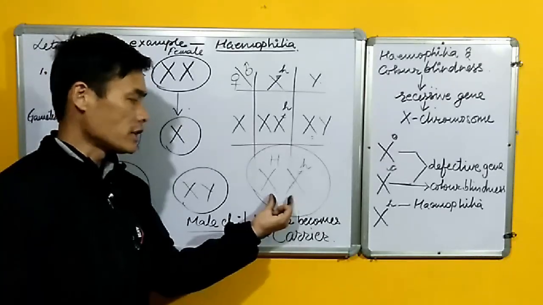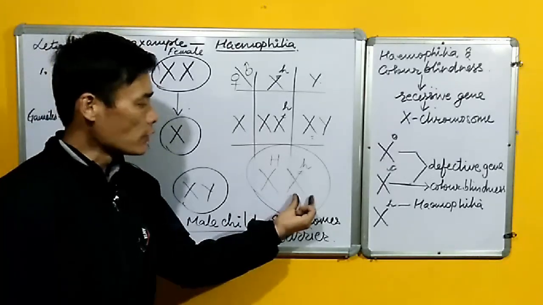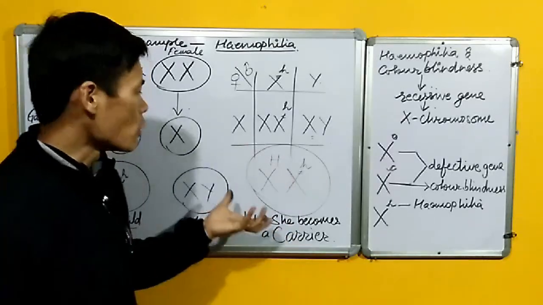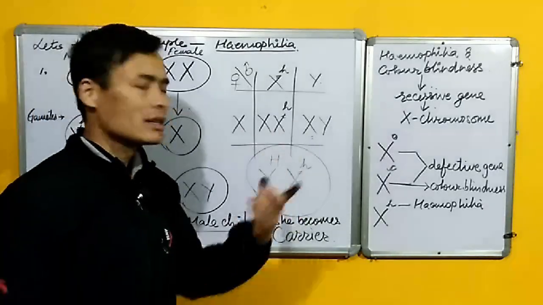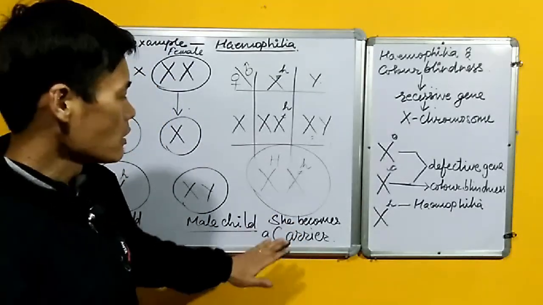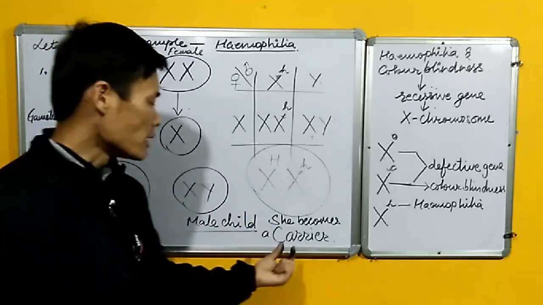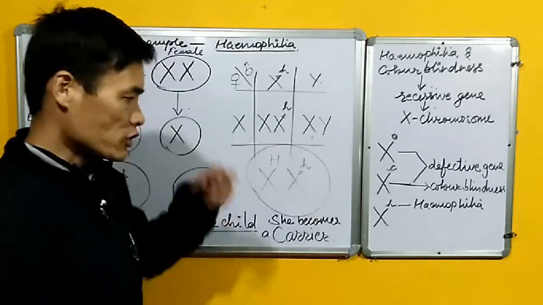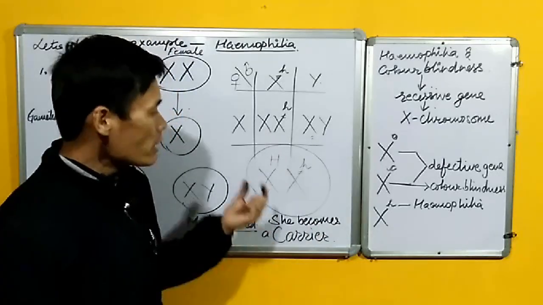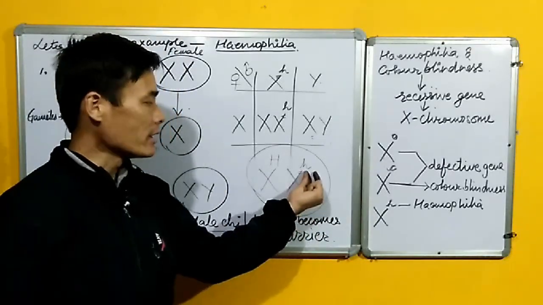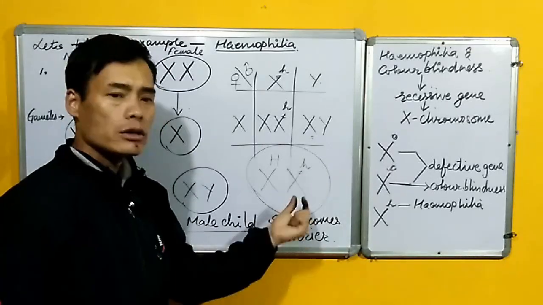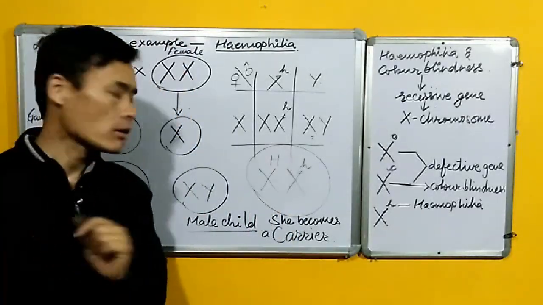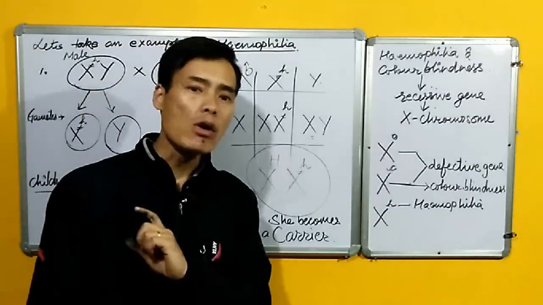Which means she will simply carry the gene for hemophilia, but she will not suffer from hemophilia. And the reason is very simple. Two X chromosomes, these X chromosomes are homologs to one another. Even though one of the X chromosomes is carrying a defective gene, which is a recessive gene, the other X chromosome will always have a dominant gene that will suppress the expression of this defective gene. So she will not suffer from hemophilia, but she will become a carrier. That means when she grows and gets married and has a child, if this X chromosome, which has the hemophilic gene, is transmitted to her son, then that son of hers will suffer from hemophilia.